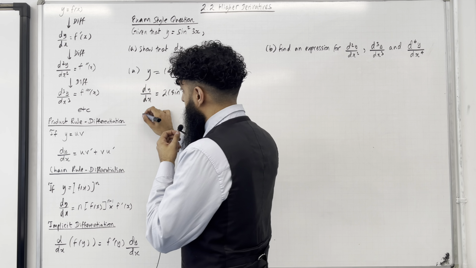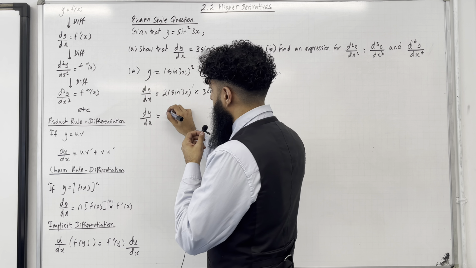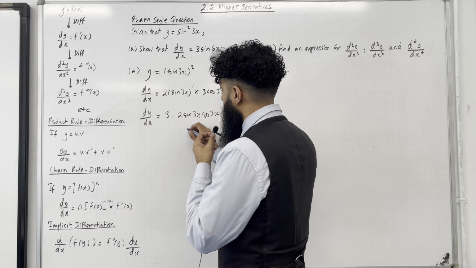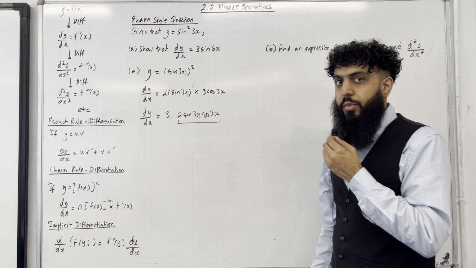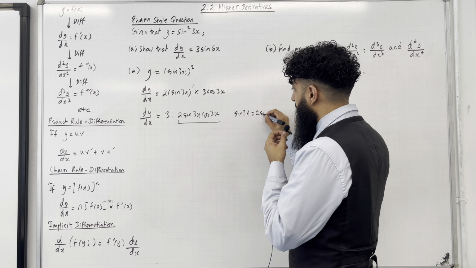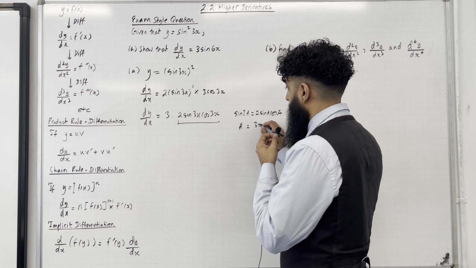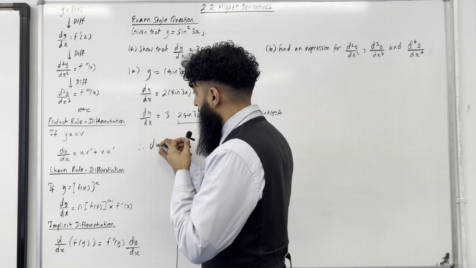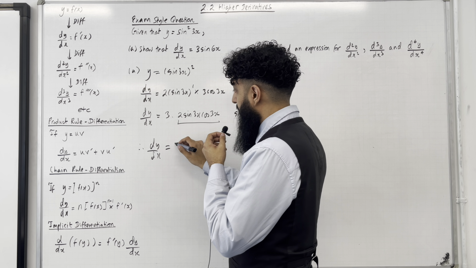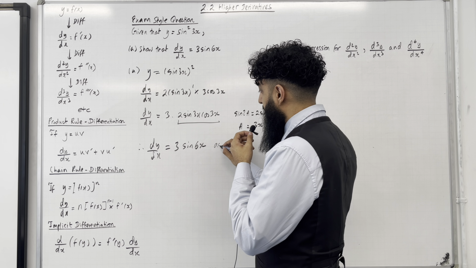So now I can rewrite this as dy over dx. I need the 3 at the front, so I can bring the 3 to the front. 3 lots of 2 sine 3x cos 3x. This can be rewritten using the double angle formula for sine. So I know that sine 2a is equal to 2 sine a cos a, where a is equal to 3x. So therefore, the dy over dx is equal to the 2 sine 3x cos 3x becomes a sine 6x. So we have 3 sine 6x as required.